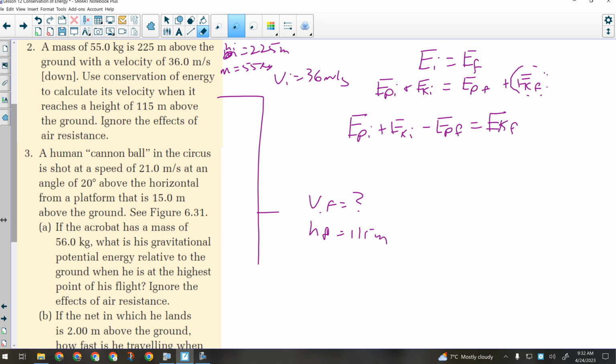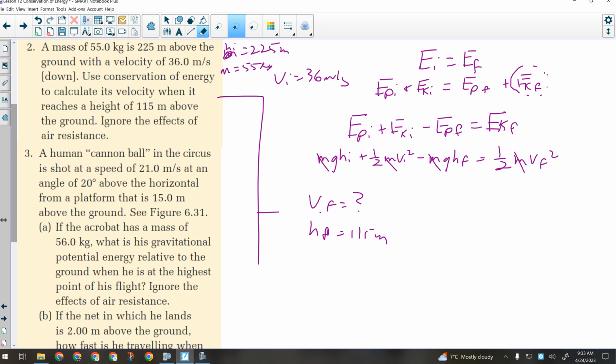Okay, now I can plug in my formulas, right? So that's going to be M times G times H initial plus 1/2 MV initial squared minus M times G times H final equals 1/2 MV final squared. Again, mass is in every term. I'm being asked to calculate speed, which is not dependent on mass. It is only dependent on gravity.